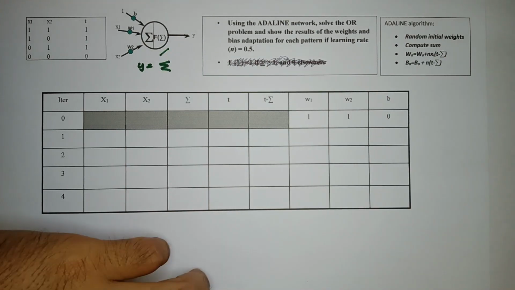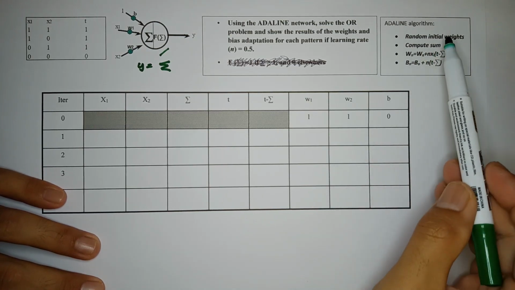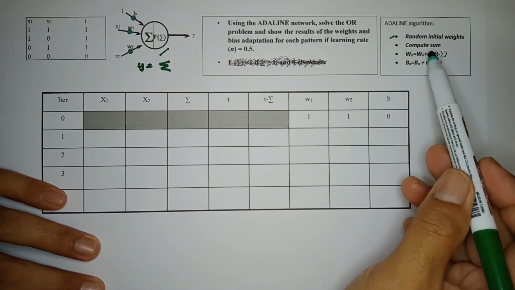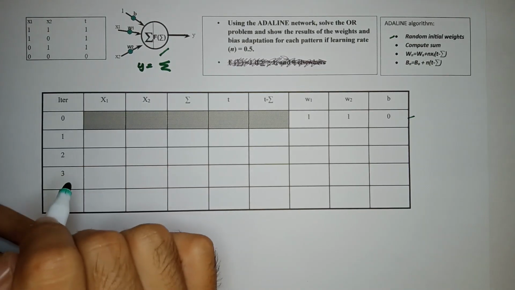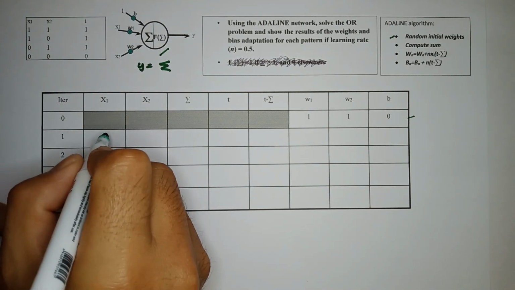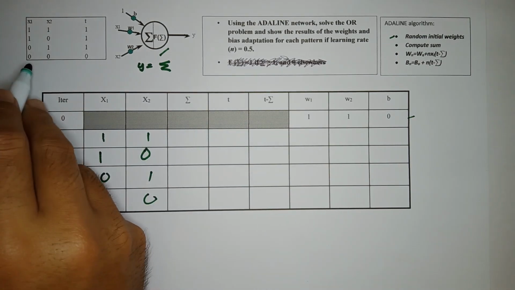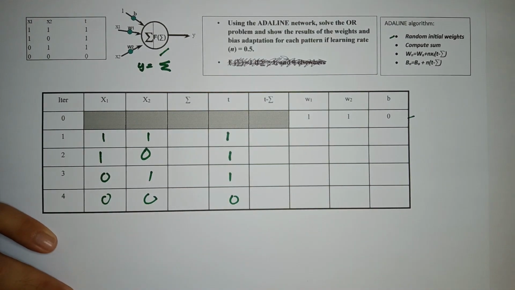Okay, so we try the algorithm using the same sample as before, which is based on the OR function. Let's go through the steps one by one. The first step is to randomize the initial weight, so this is our random initial weight. The next step is to fill everything in, the same as with our previous algorithms, filling all the samples into the table. So in terms of input we have 1 1, 1 0, 0 1, 0 0, and the targets will be 1 1 1 0.